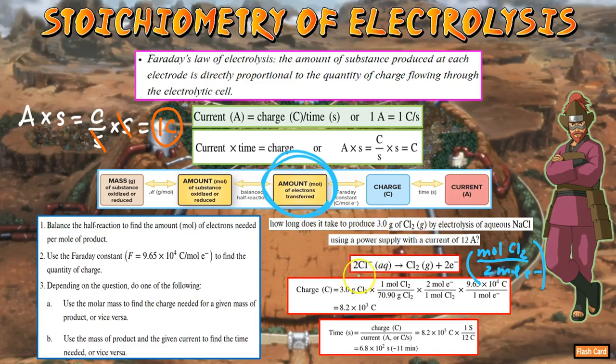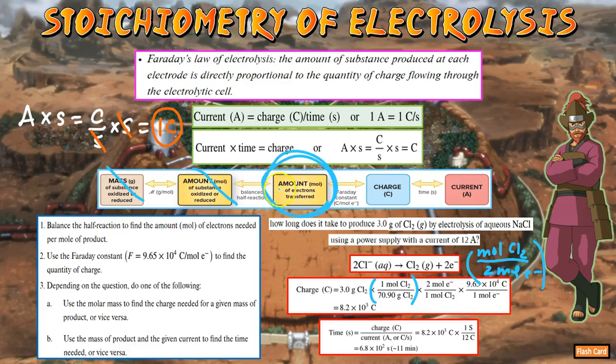So what we're going to do is start off with the 3.0 grams here. In order to get down to utilizing our half reaction information, we have to go from grams to moles. So we're going to start with 3.0 grams of CO2 and use the molar mass as a conversion factor. For every 1 mole of CO2, you have 70.90 grams of CO2. Now we can use our conversion factor from our half reaction.